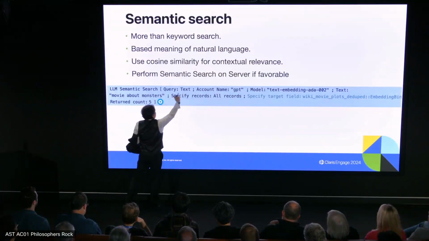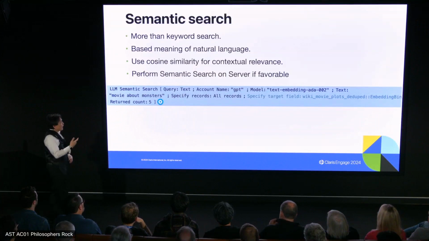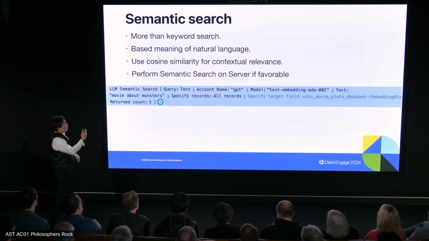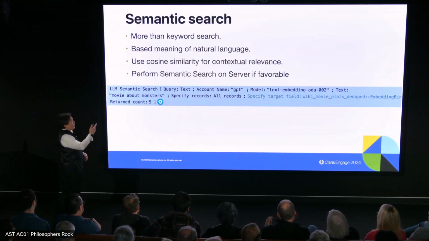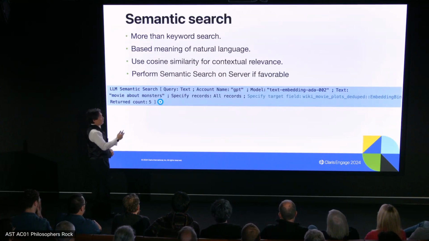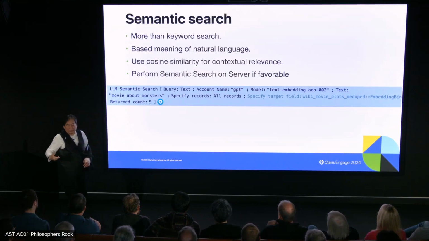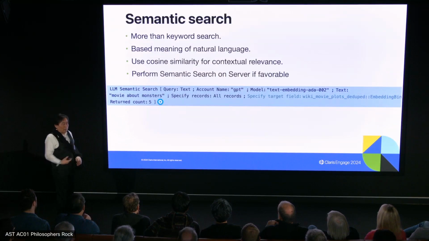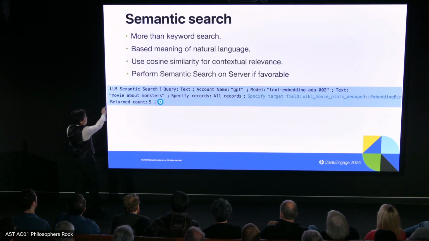Then why would I need to generate an embedding vector for this pattern again? That's the reason you see the first one, the query text, and the second, the account name, just like you saw before, and the third one, the model, because of the embedding vector. For OpenAI, I use text-embedding-ada-002. And pay attention, that model needs to be the same model used for bulk embedding, or embedding for your records in the table. And the text is quite straightforward: I'm looking for movies about monsters.